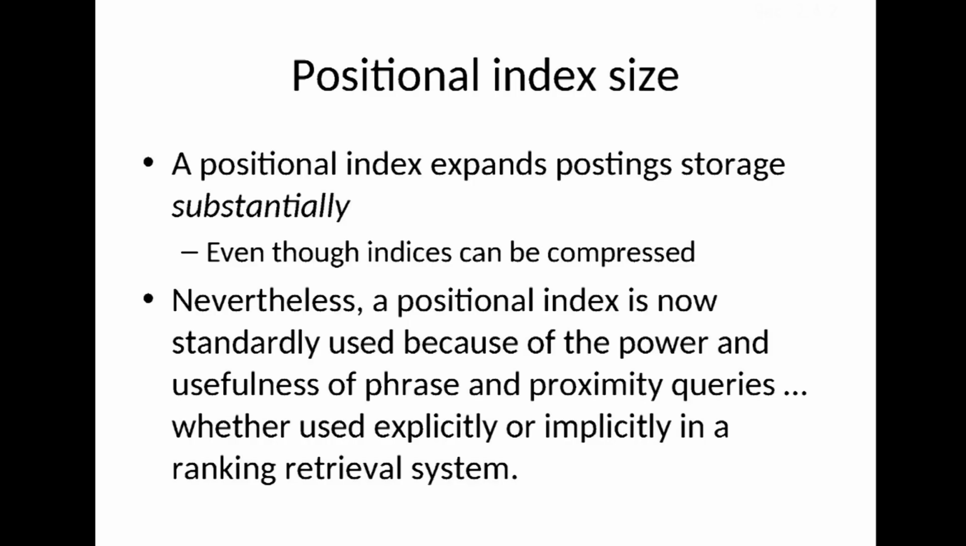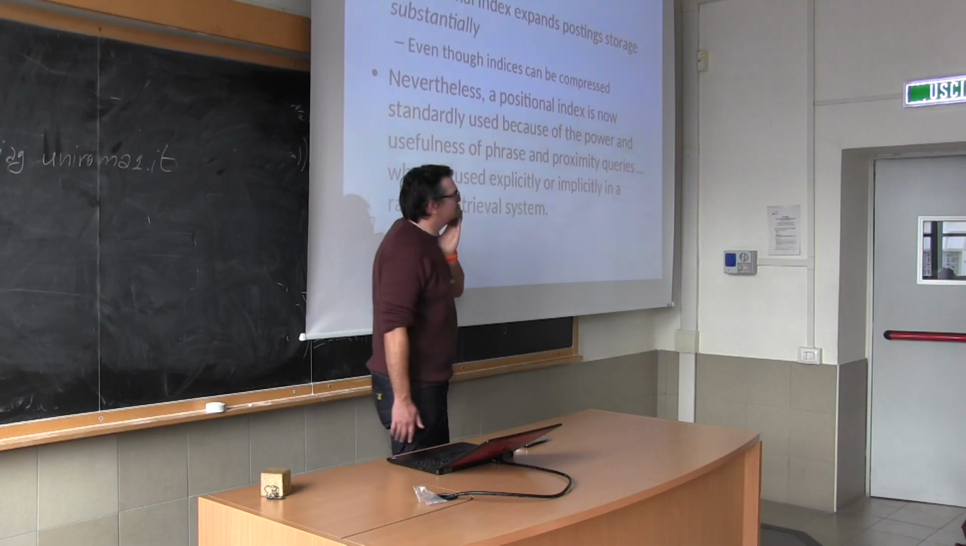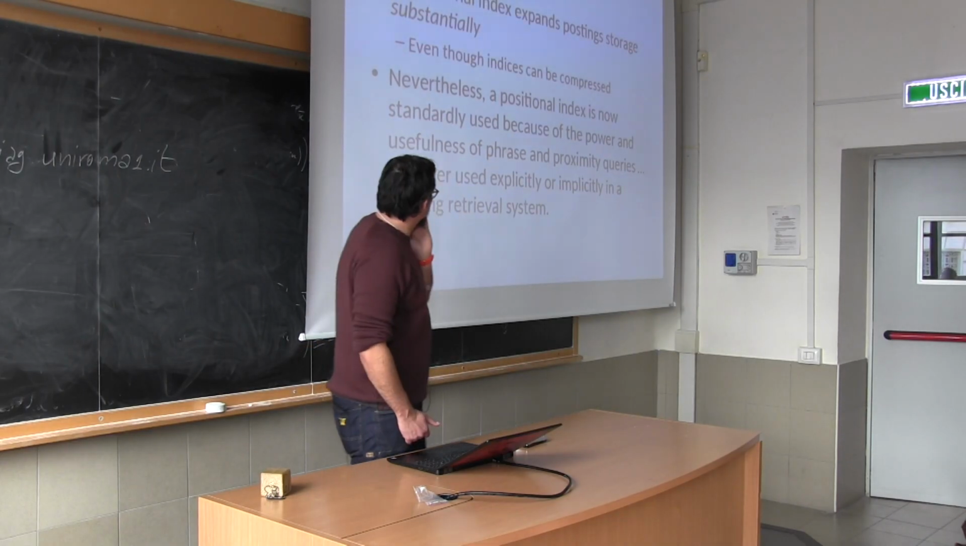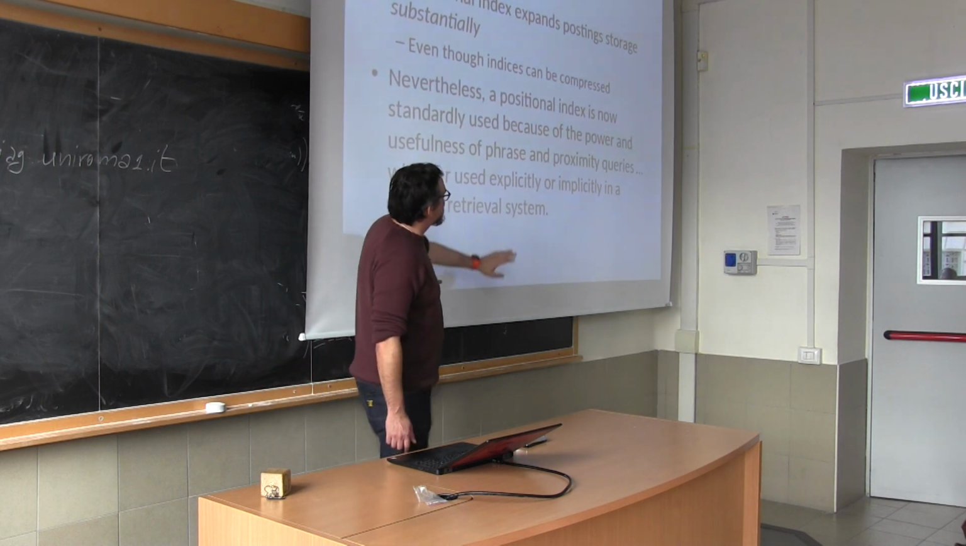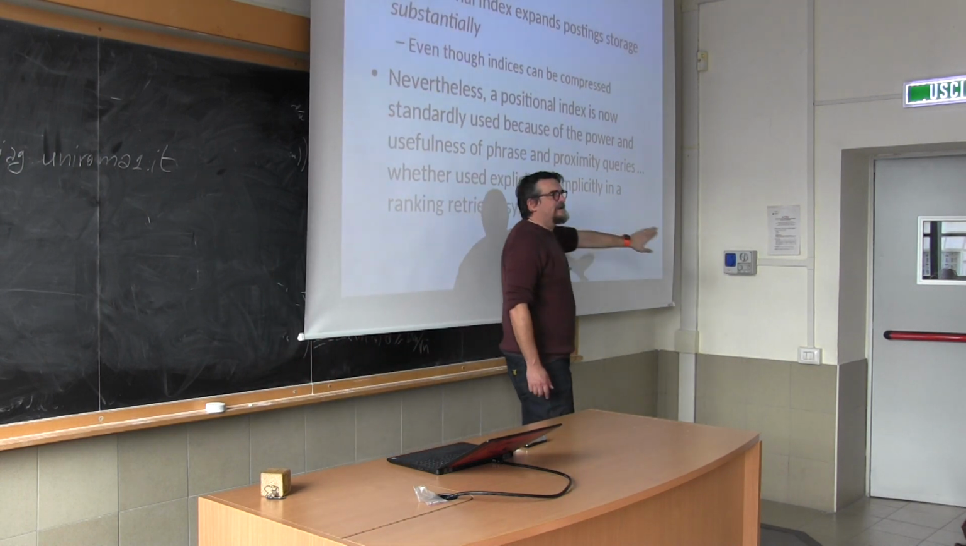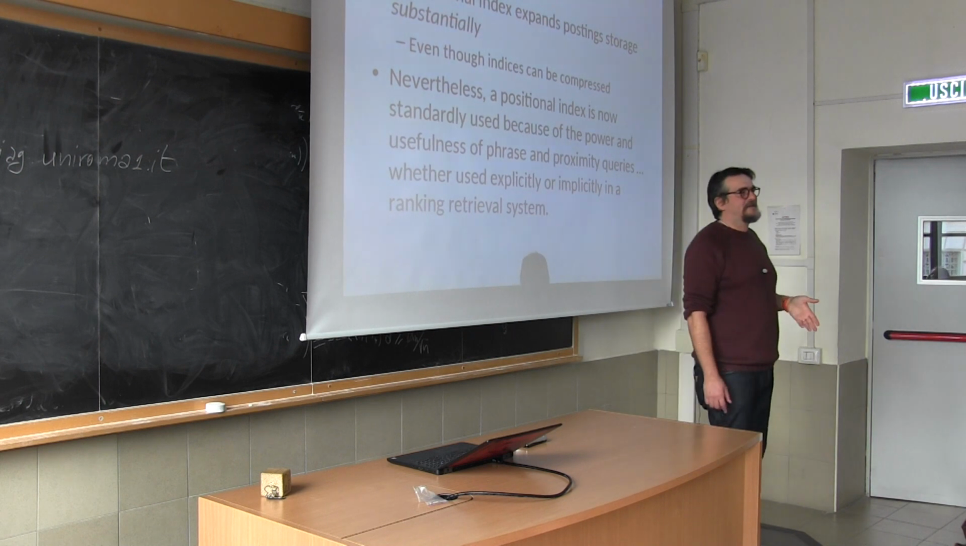Anyway, to go back to your question, indeed, positional indexes are now used in standard systems because they can both answer phrase queries and proximity queries. So that works pretty well, both explicitly and implicitly. What is explicitly and implicitly?